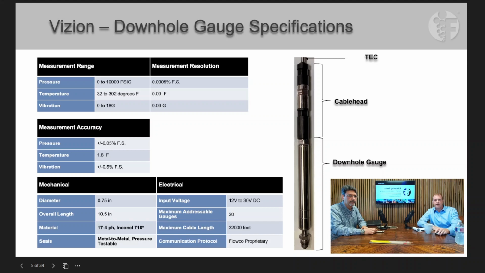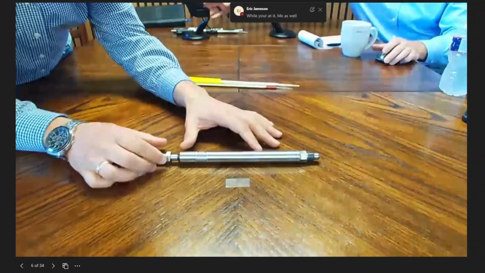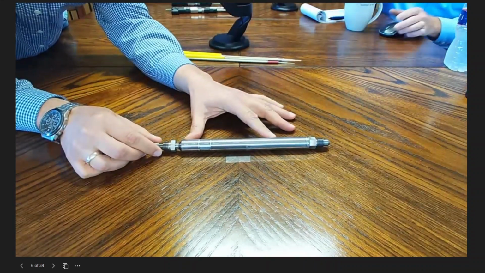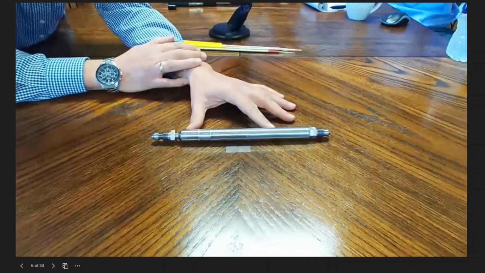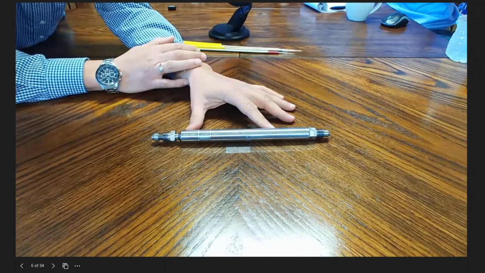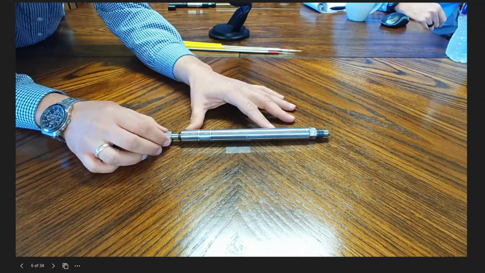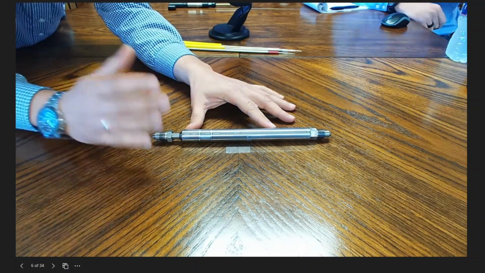And Juan, while we talk about the gauge, let's take a deeper look into the gauge itself here. So what we have is the gauge that Juan's going to show us, and that's the component, right? That's the piece that we're installing downhole that is going to register pressure, temperature, and vibration. Yeah, this is the Flowco Vision gauge.